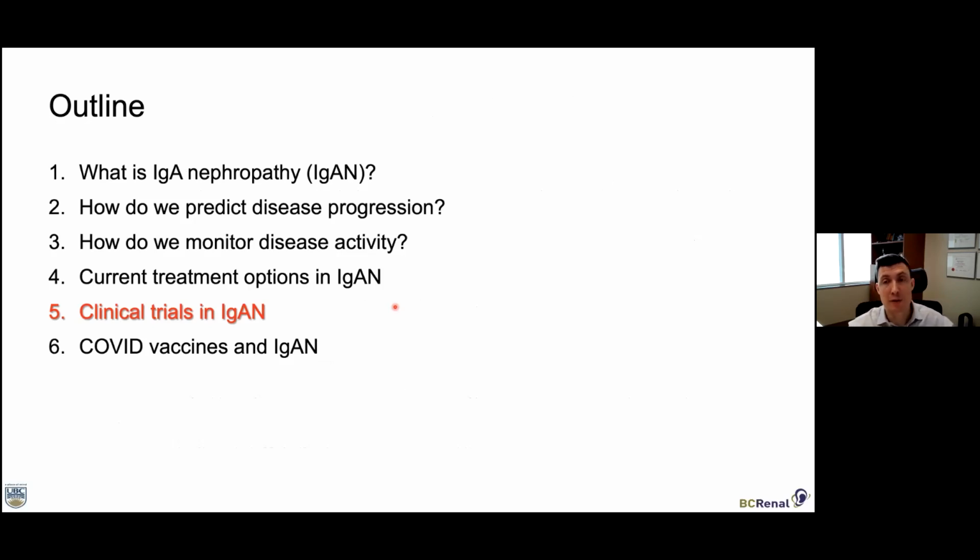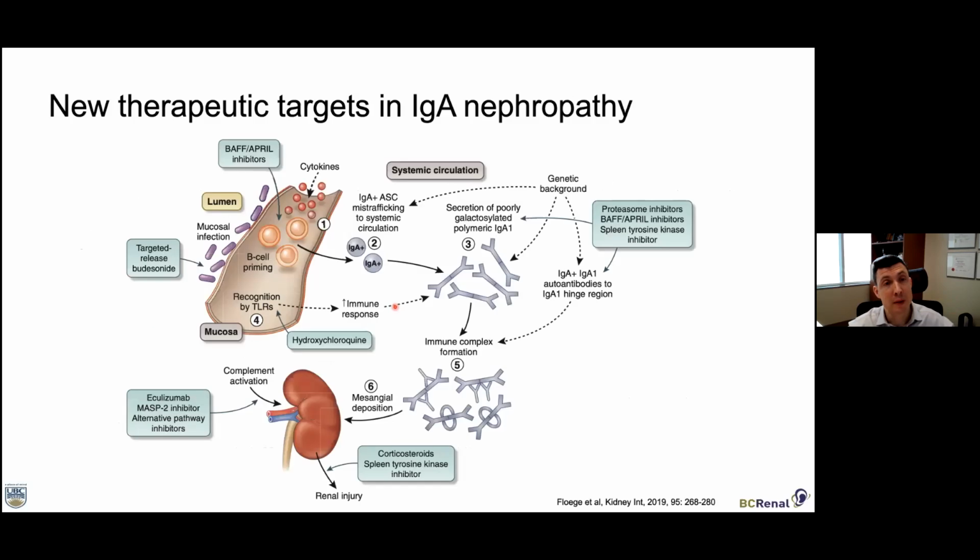So let's talk about clinical trials in IgA nephropathy. There are multiple new therapeutic targets that are being developed to treat this disease. Starting here with the inflammation in the gut, targeted release budesonide, which we'll talk about in some detail, directly addresses this part of the disease process. BAFF or APRIL inhibitors are also drugs that inhibit parts of the immune system that produce these IgA immunoglobulins, but also other drugs have similar mechanisms of action, such as proteasome inhibitors, which also inhibit antibody production.